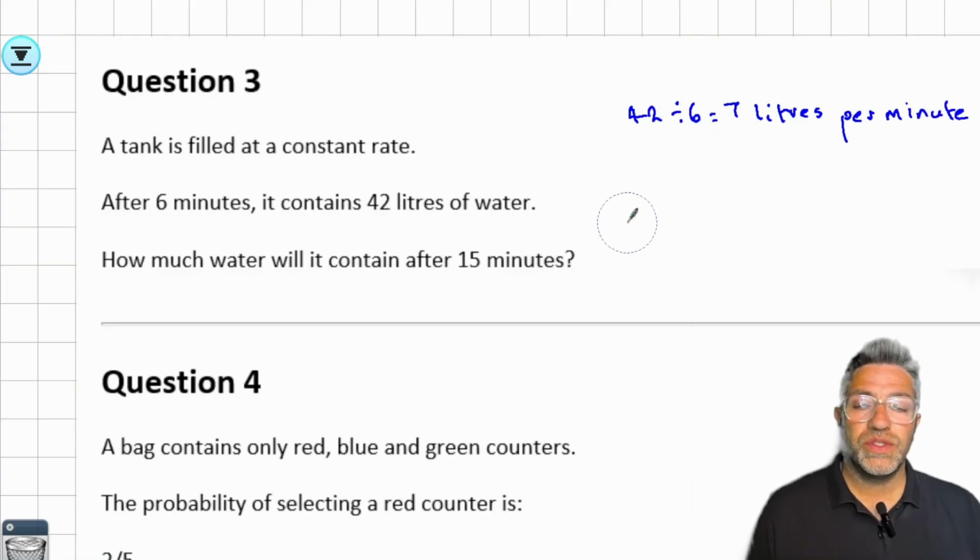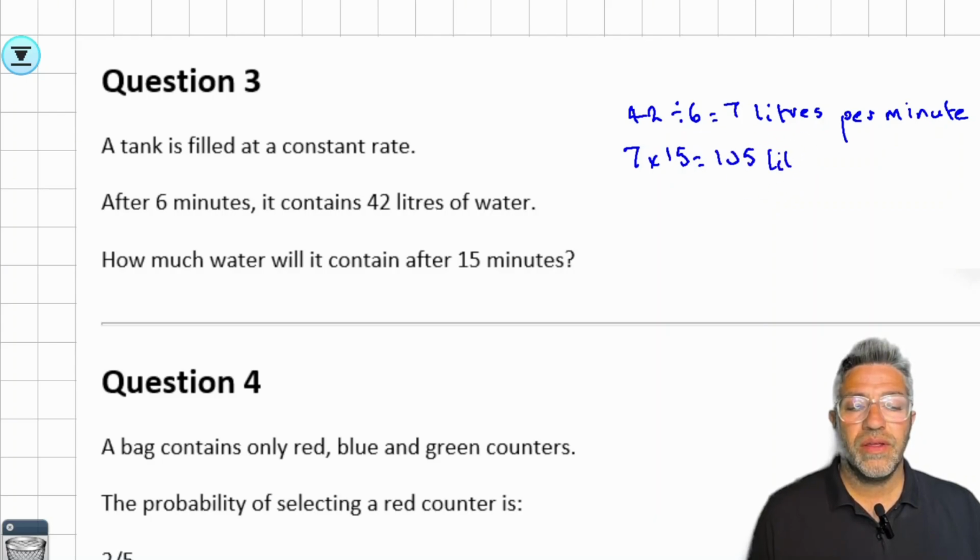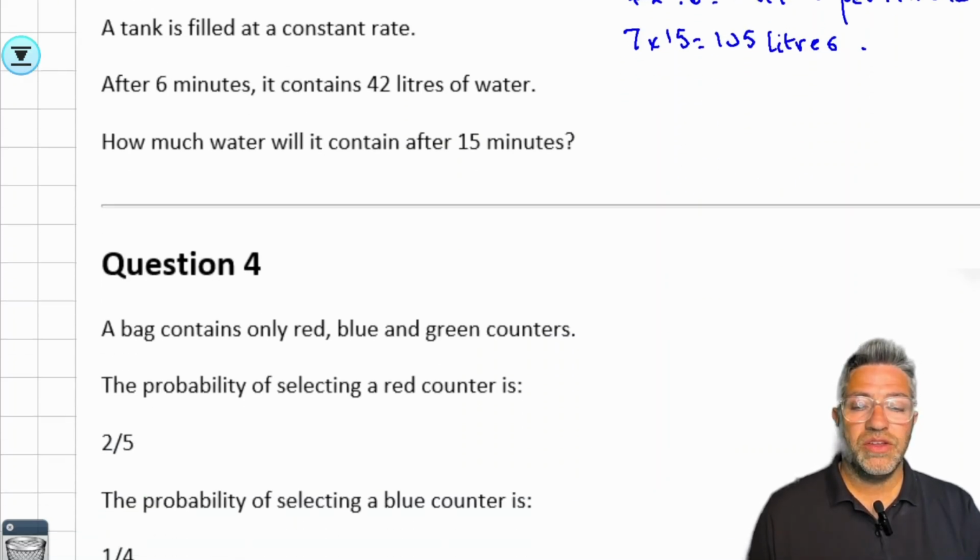I want to know how much water the tank will contain after 15 minutes. 7 times 15 equals 105 litres. I could have done 42 multiplied by 2.5 because 6 times 2.5 is 15, but that can provide my method for checking. 42 times 2.5 is indeed 105. If I scroll down, we can look at question 4.